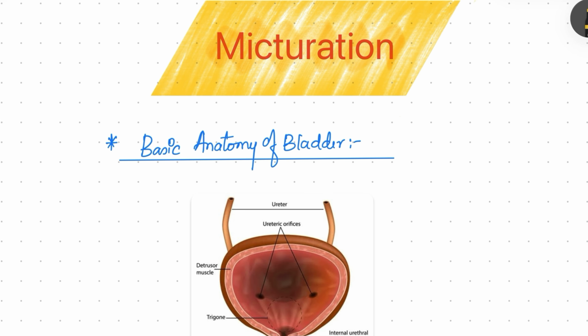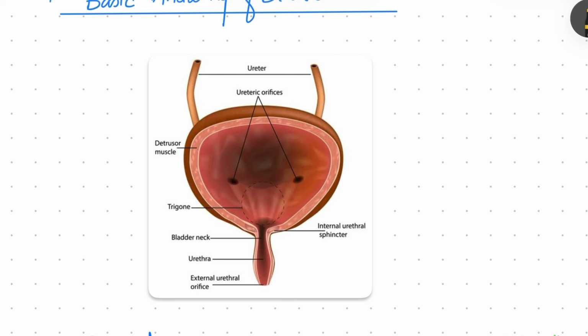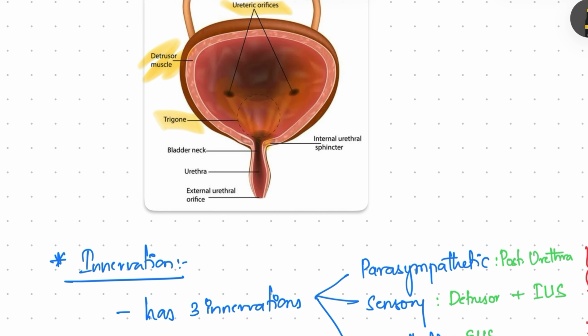So before going to micturition, let's learn a basic anatomy of a bladder. When you look into a bladder, you are going to see a trigone, which is in a triangular shape, where there are ureteric orifices presented above the triangular shape. Then we have detrusor muscle, then internal urethral sphincter, then bladder neck, then urethra, then external urethral sphincter. We are going to remember three important things in this anatomy, that is detrusor muscle, IUS and EUS. These are the important things that are going to help you in the following session.